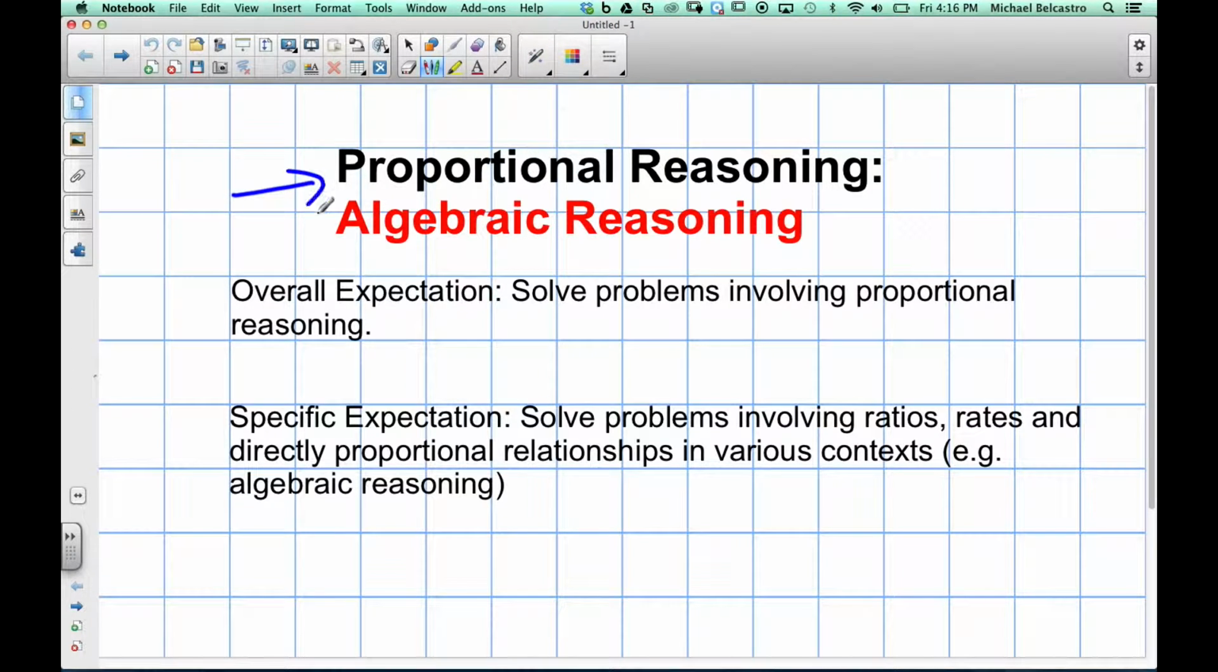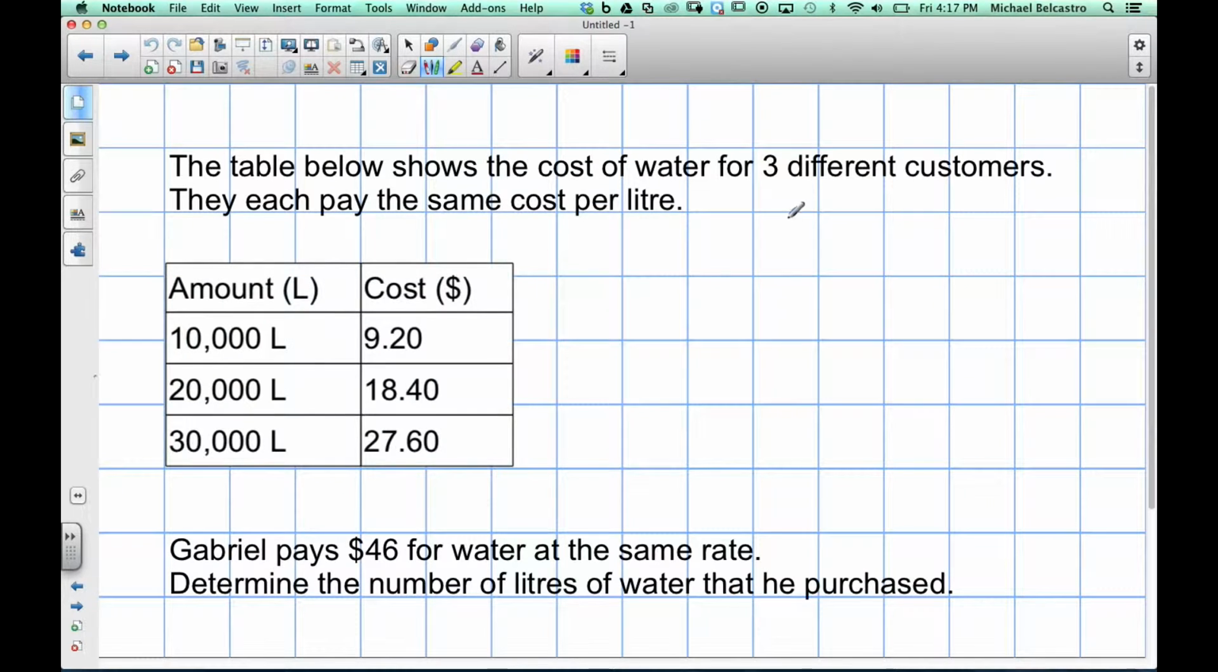Okay, we're looking at a question involving proportional reasoning, and we're going to use the method of algebraic reasoning to solve this. The overall expectation is to solve problems involving proportional reasoning, and the specific expectation is to solve problems involving ratio, rates, and directly proportional relationships in various methods or contexts, in our case algebraic reasoning. So let's take a look at this question.